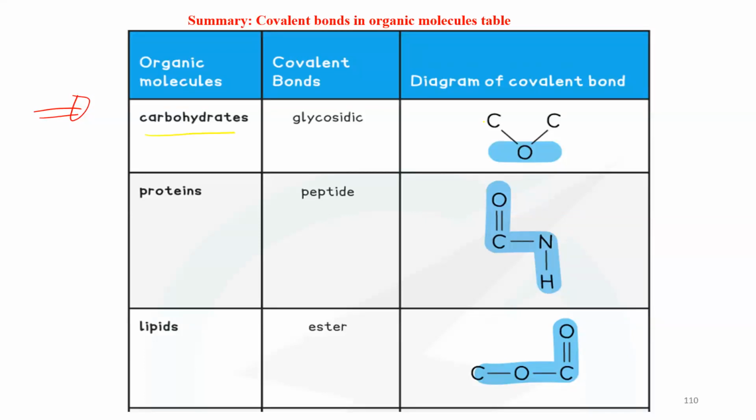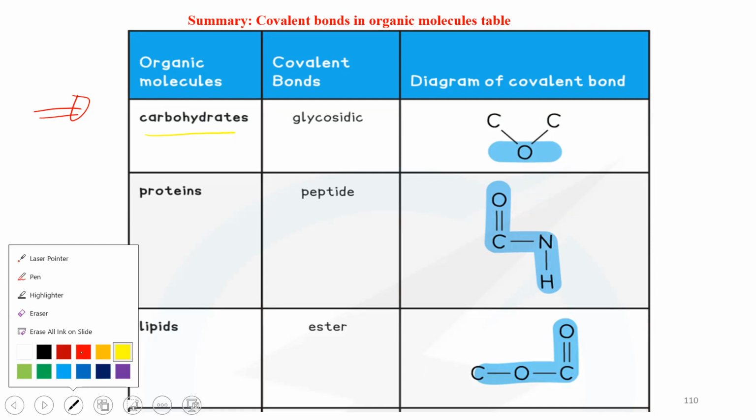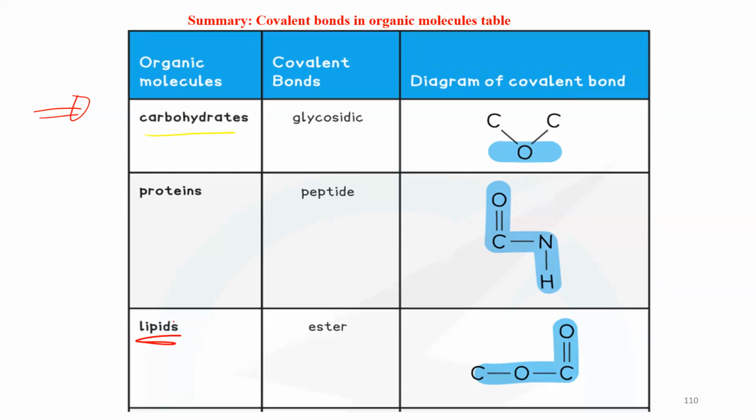Carbohydrates and the lipids are very close. You have a central oxygen bonded to a carbon and a carbon. And the lipid the same: a central oxygen bonded to a carbon and a carbon. But how do I know that it's a lipid? Because one of the carbons is double bonded to an oxygen. This is part of the carboxyl group of the fatty acid.